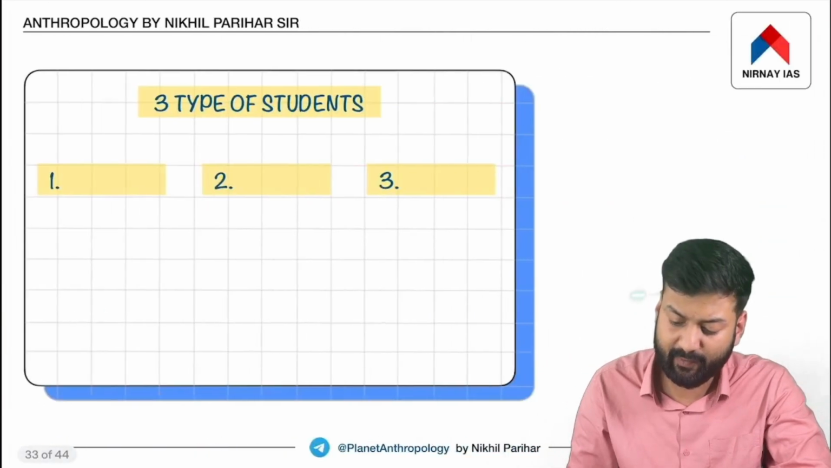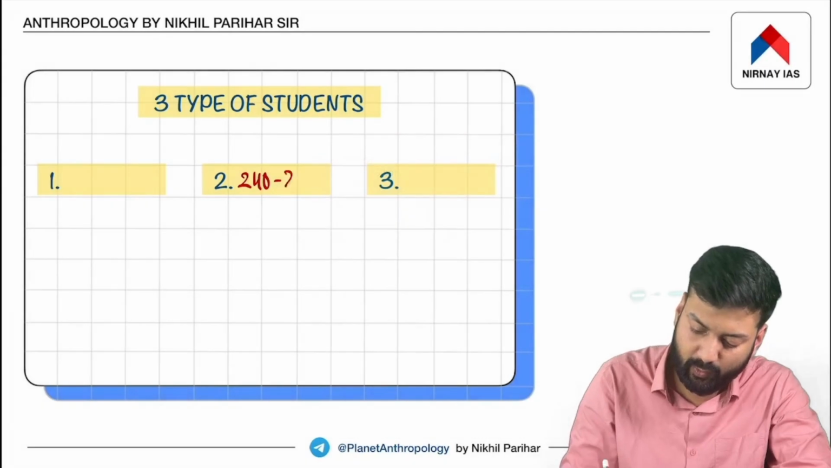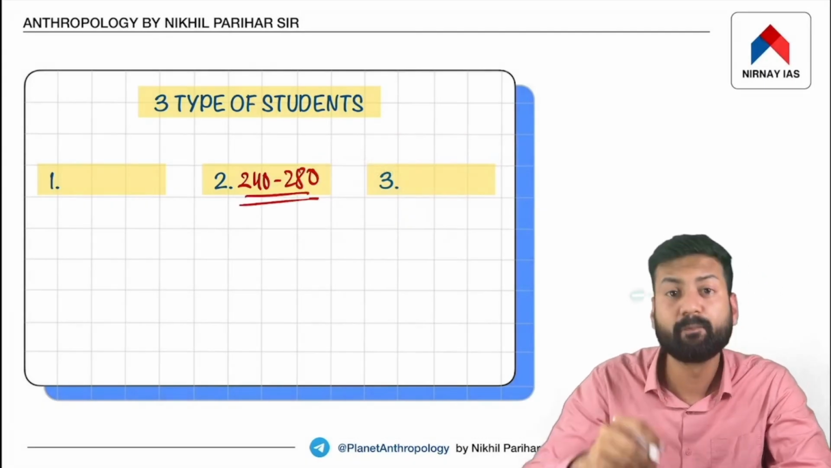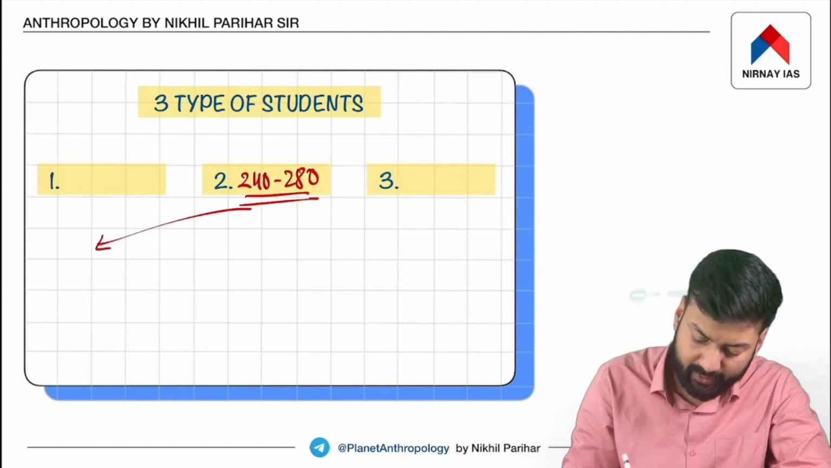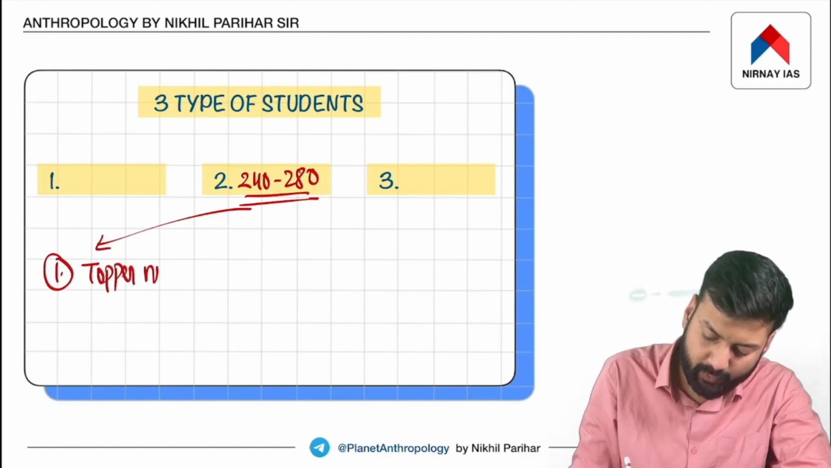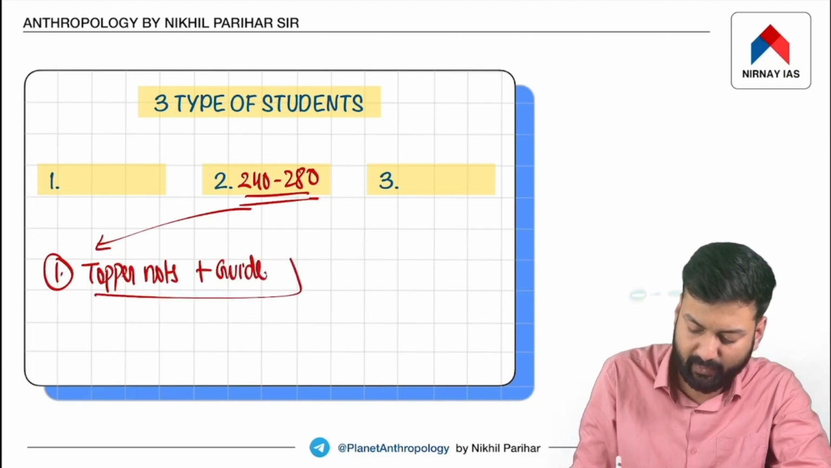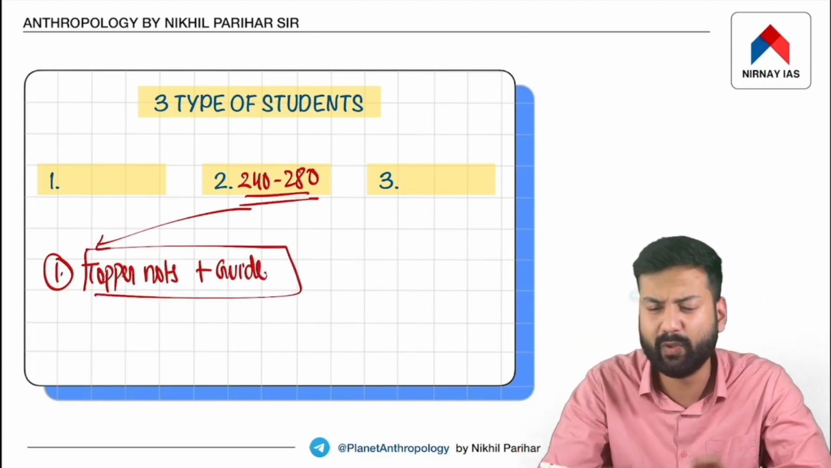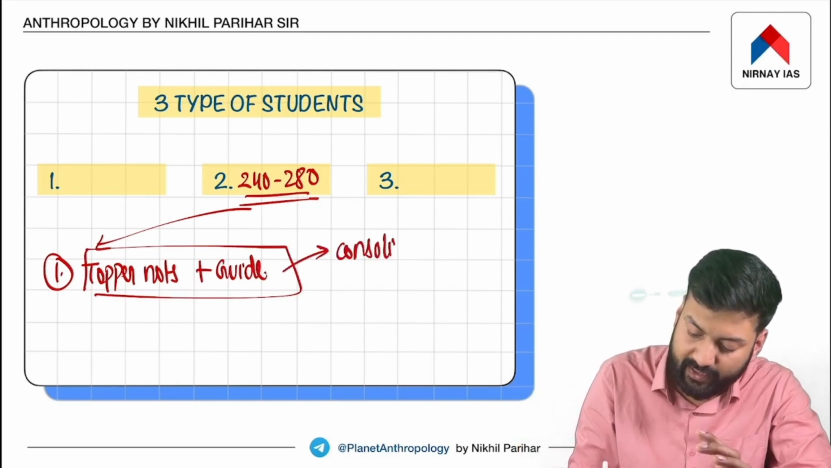Now the second category of students are those scoring around 240 to 280 marks. What are these aspirants doing? Number one, they are referring to some topper notes, or maybe a guide. They combine multiple topper notes, or one particular topper note, with a guide, and make a consolidated note out of it. Their own notes, consolidated notes.